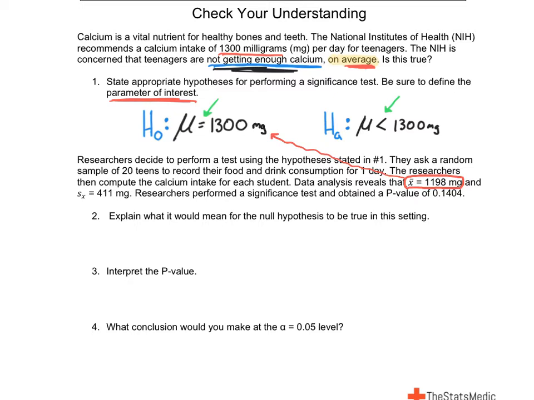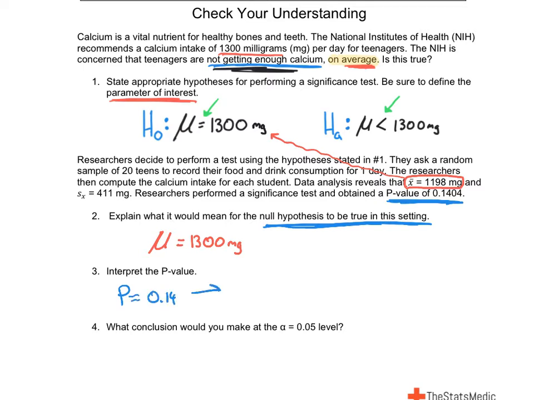Researchers performed a significance test and they attained a p-value. So again, from the notes, remember what the p-value is. Explain what it would mean for the null hypothesis to be true in this setting. If the null hypothesis was true, then truly the average calcium that teenagers are getting is 1,300. They are getting the recommendation. That is what would be true if the null hypothesis is true. Okay, now here's the p-value. Remember the p-value, and we say the p is roughly 0.14.